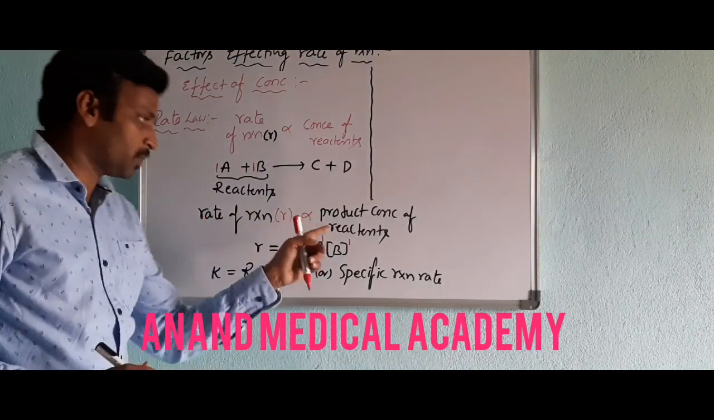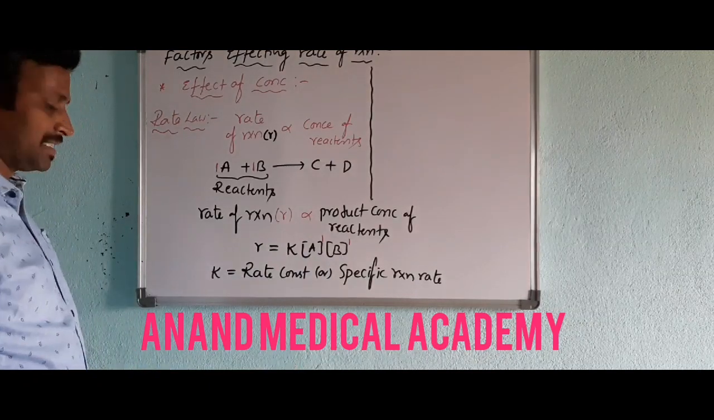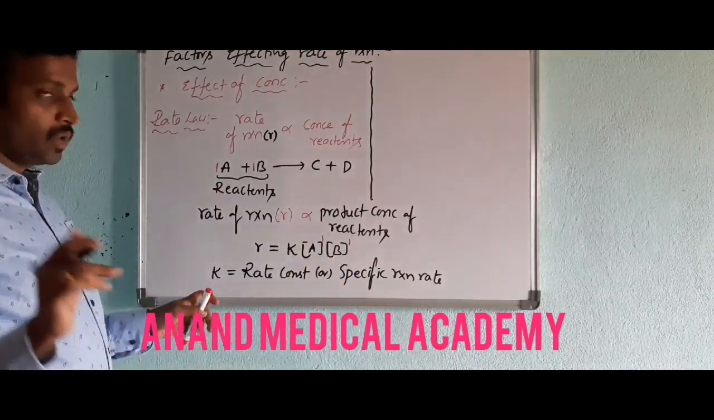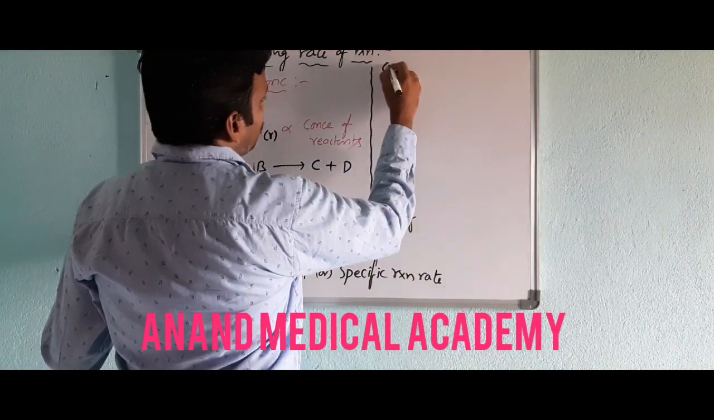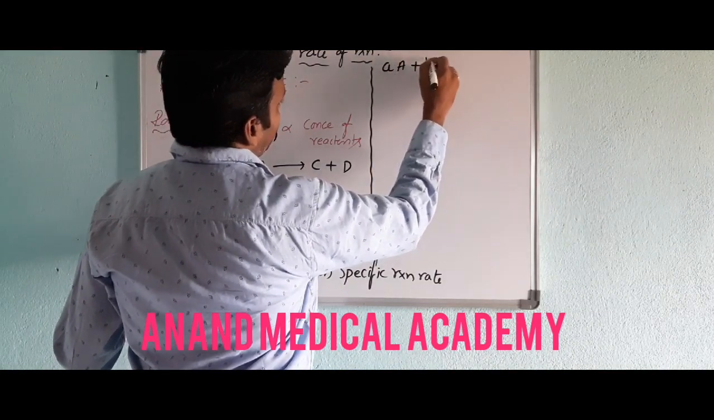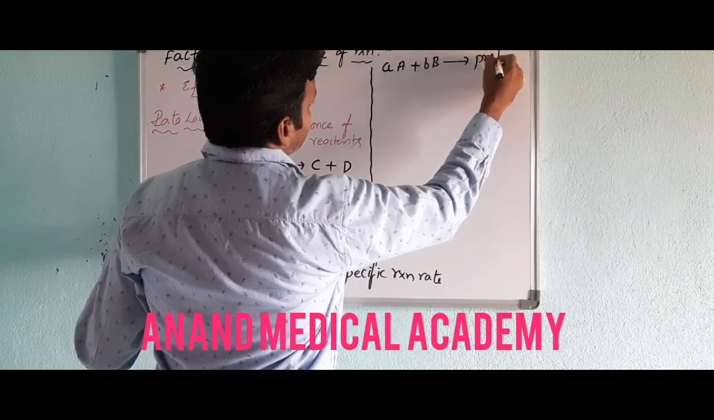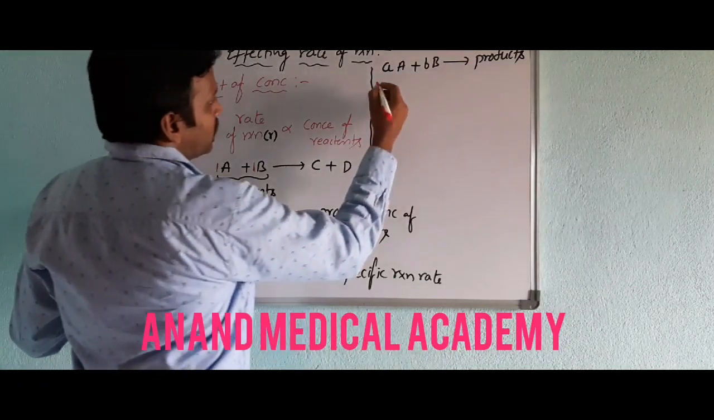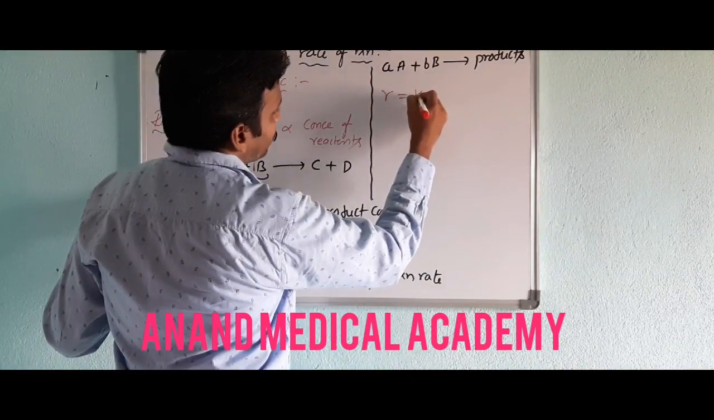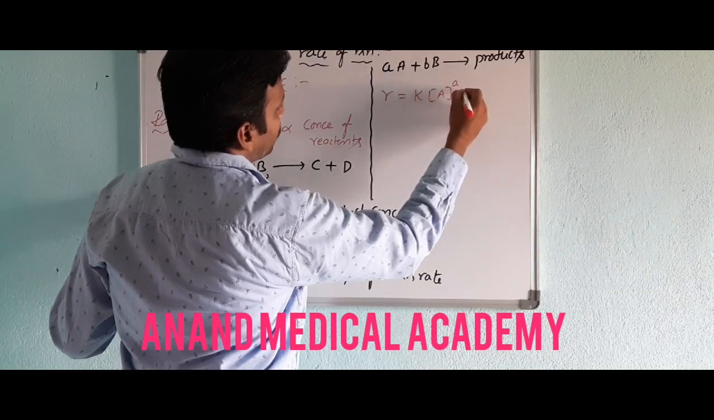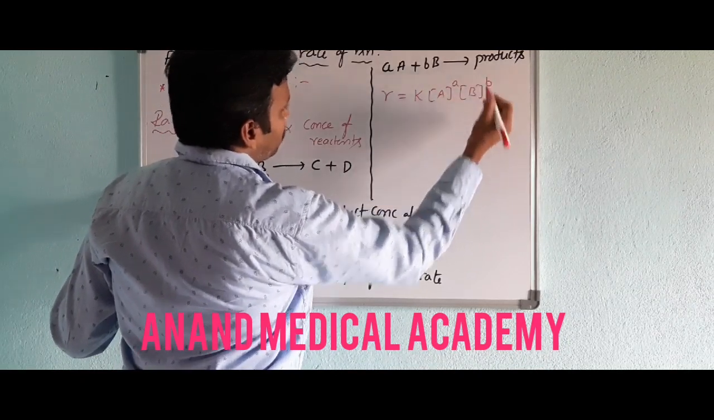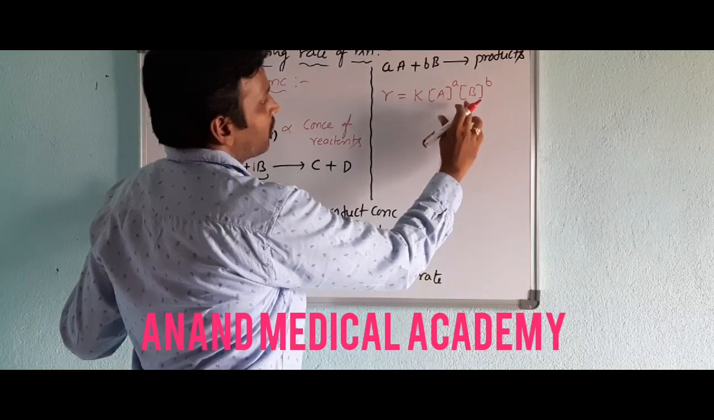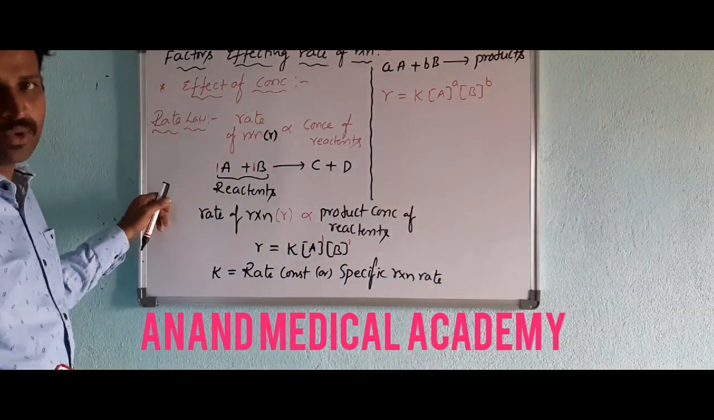So the rate of reaction is proportional to the product of concentrations of reactants. So R is equal to K into concentration of A into concentration of B. I repeat, if the moles are different, aA plus bB gives rise to products. It is not at all a new concept, I am telling you one more time. So R is equal to K into concentration of A power a and concentration of B power b.